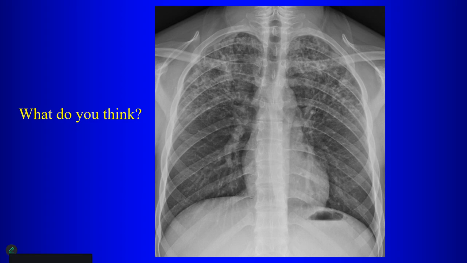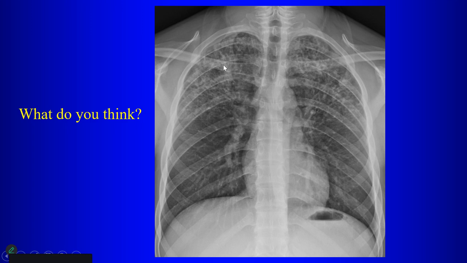It'd be important to know if there are any signs of infection, right? Because there is a certain entity that you want to consider in somebody who has chronic interstitial disease in the upper lungs. What might that be? TB, tuberculosis. Tuberculosis, yeah. This was a case of tuberculosis.